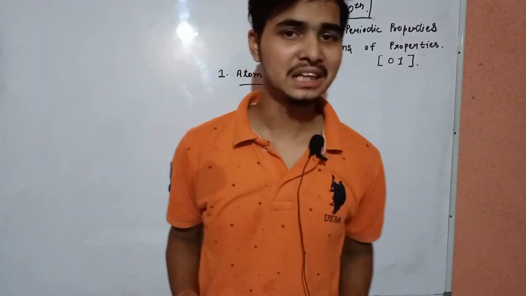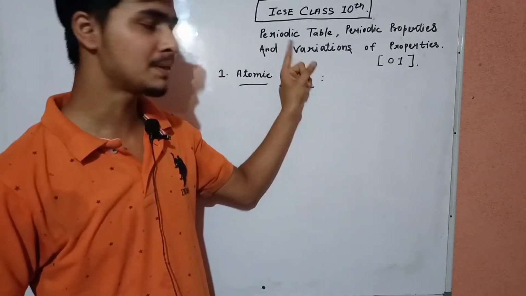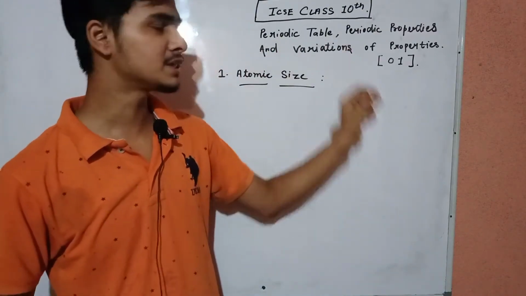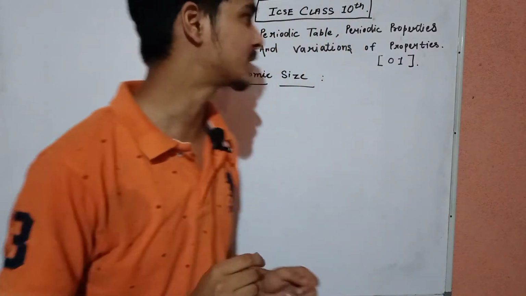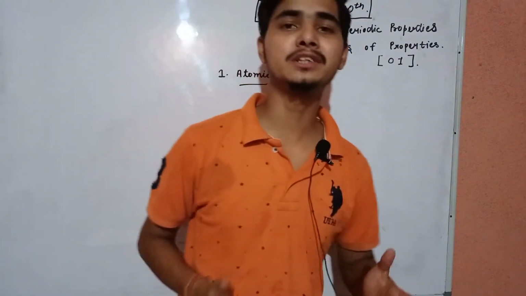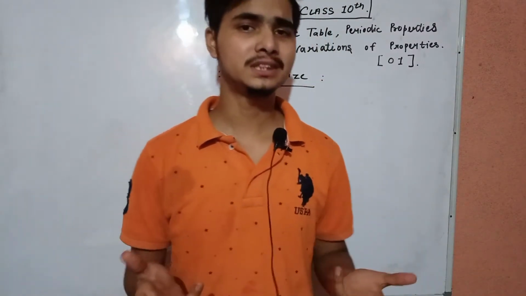So, ICSE class 10th students, you have chemistry chapter 1 as periodic table, periodic properties and variations of properties. Such a huge chapter name, which is the first chapter, I hope. Okay, so today we are going to start this chapter and the basic terminology which are related to this chapter.